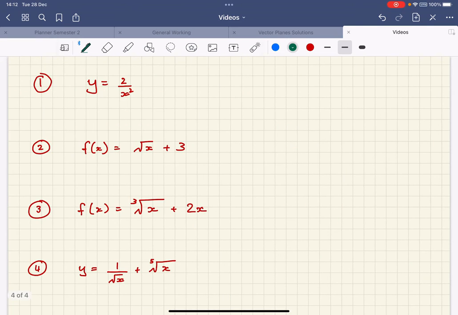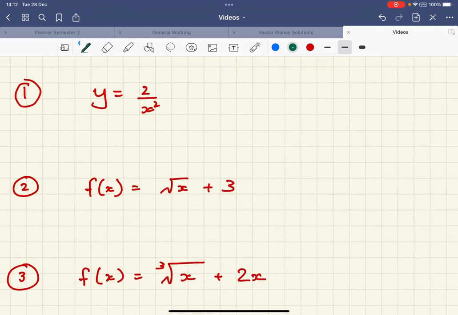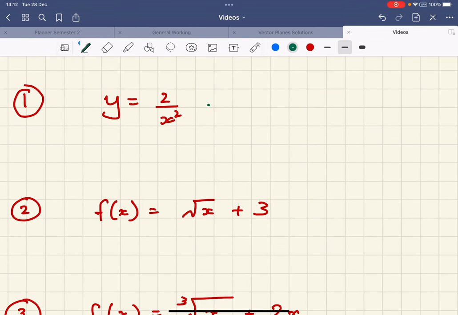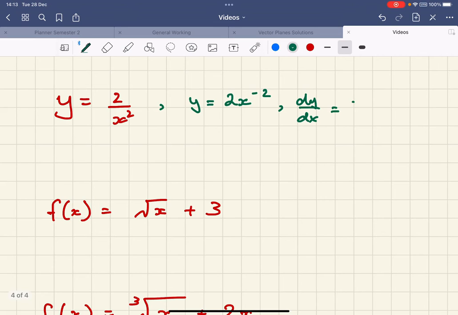Let's have a look at 4 here that I've got for you, and you can pause the video and then I'll do the answers. Okay, so this first one, I'm just going to rearrange and make it y equals 2x to the minus 2, and then dy by dx can be minus 4, and I'm going to make that x to the minus 3, and the minus 3 sends that to the bottom and makes that a 3.